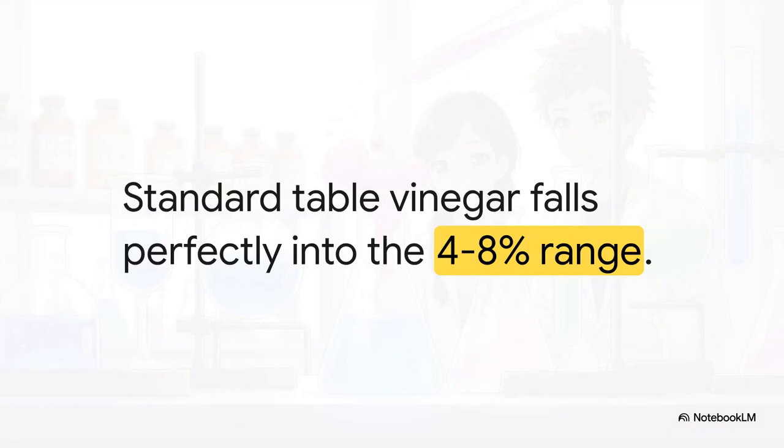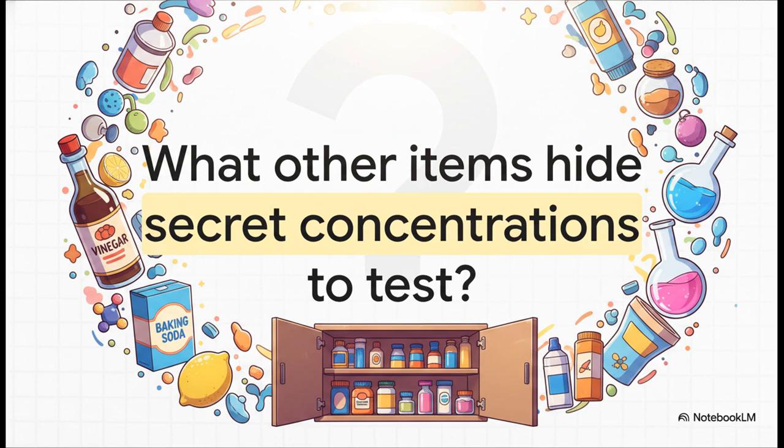Standard table vinegar usually falls perfectly into that 4% to 8% range. This direct titration method we just learned about, it's exactly how industrial chemists continuously verify whether the manufacturer's 5% label is scientifically accurate and entirely honest for you as the consumer. Well, we solved the mystery today, but it definitely leaves us with an exciting final thought. What other household items are hiding secret chemical concentrations just waiting to be tested? Think about all the crazy chemistry sitting quietly in your kitchen cabinets right now.